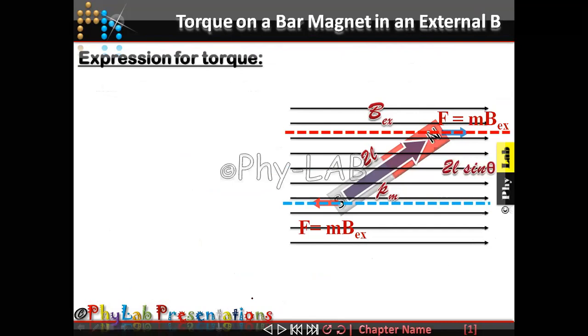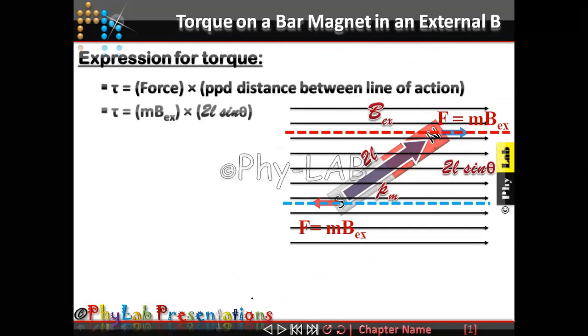So torque is equal to force into the perpendicular distance between their lines of action. Substituting the force acting on it and the line of action, the distance between these two lines happens to be 2L sin theta.